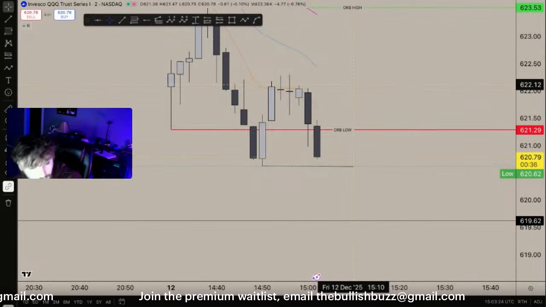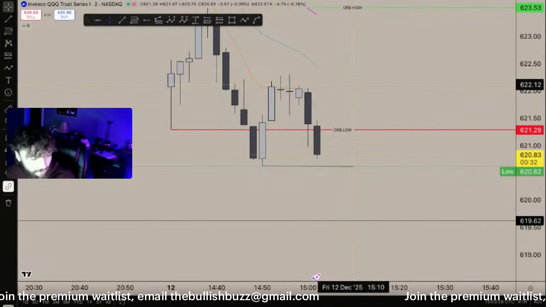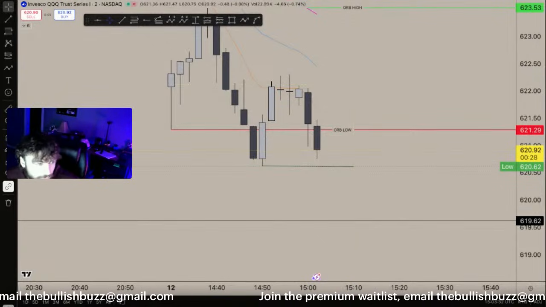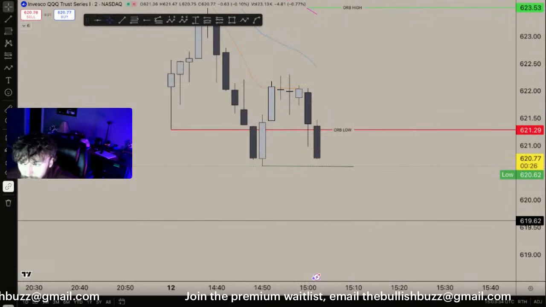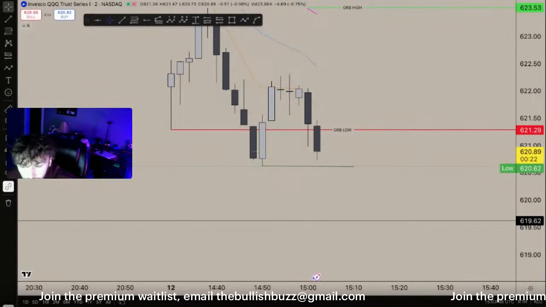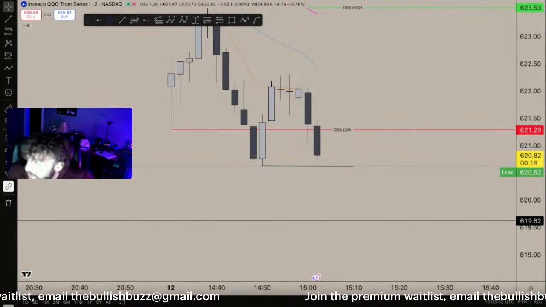All right, still looking at these 619 puts. We'll wait. All right, small loss on that. It sucks, but we'll take it. Now I can see a little bit of direction here.